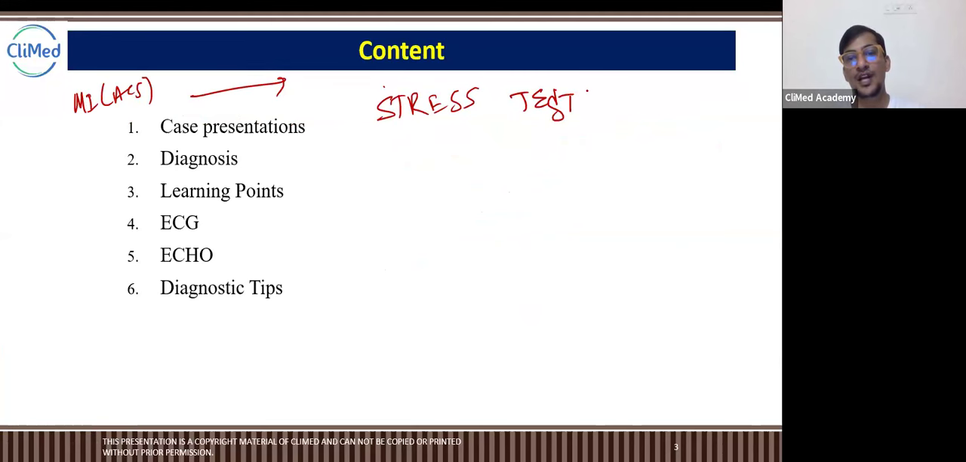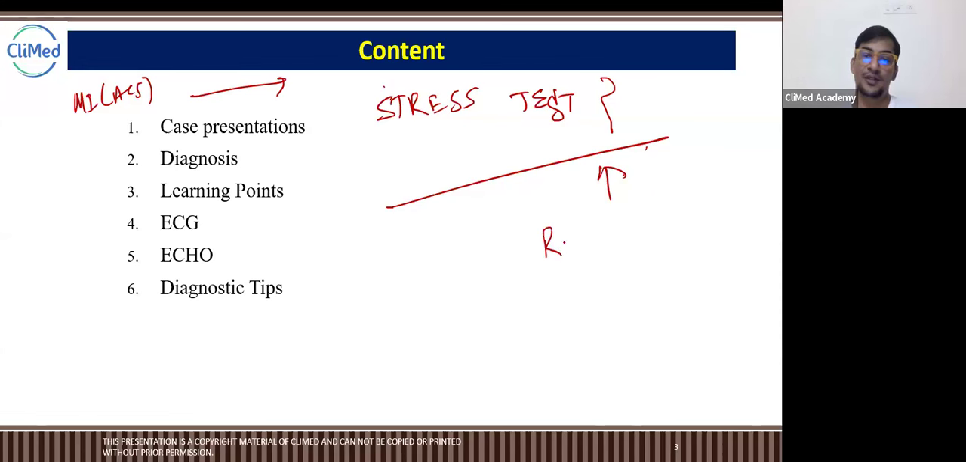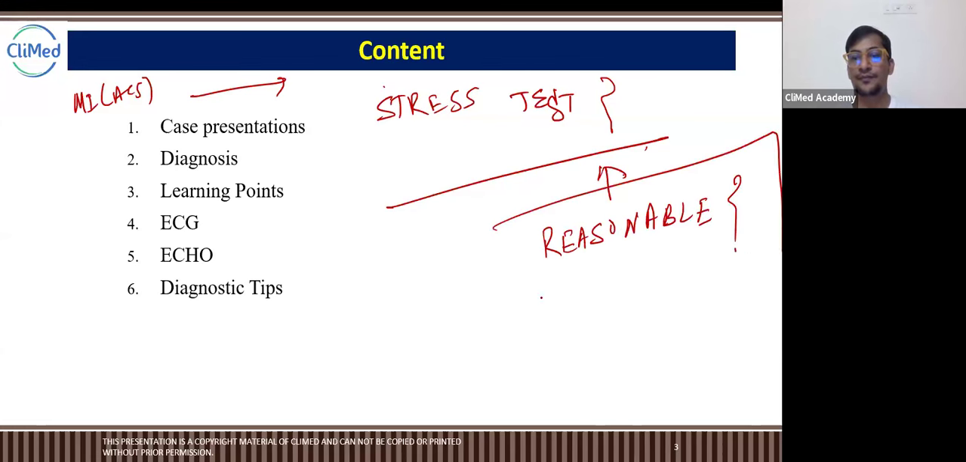Stress test. Now I am asking all of you, should it be done or not? I will ask something else: if it is reasonable right now or not. Stress test. Someone says a stress test is indicated because it is a stable angina. Wow. Who told that it is a stable angina?